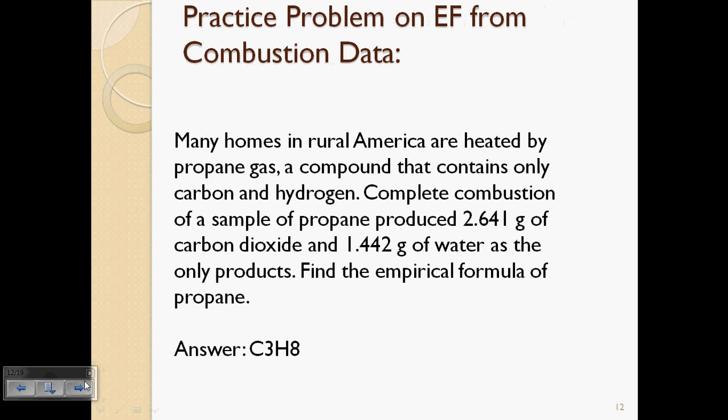Now let's do a problem together. Many homes in rural America are heated by propane gas, a compound that contains only carbon and hydrogen. Complete combustion of a sample of propane produces this many grams of carbon dioxide and this many grams of water.